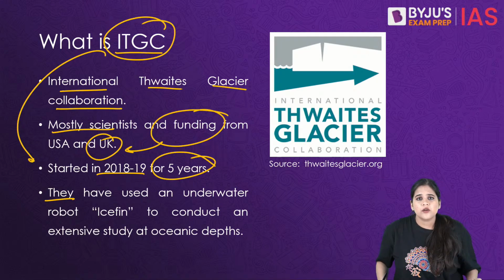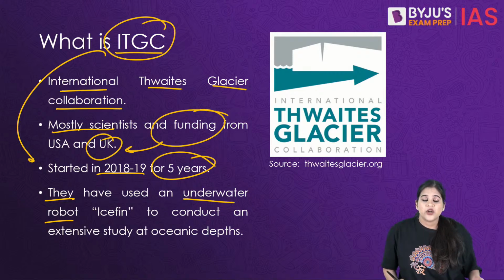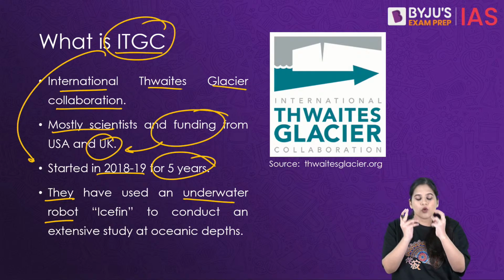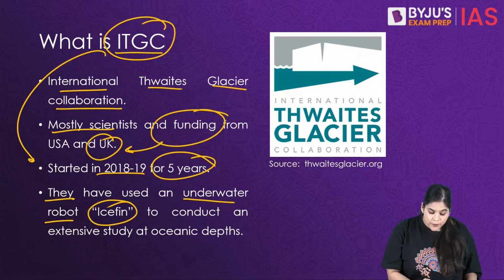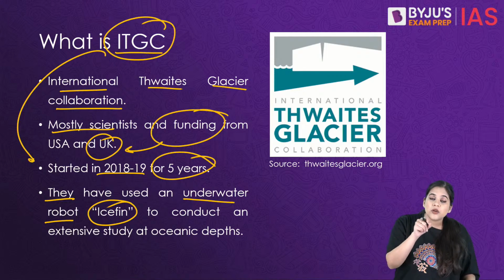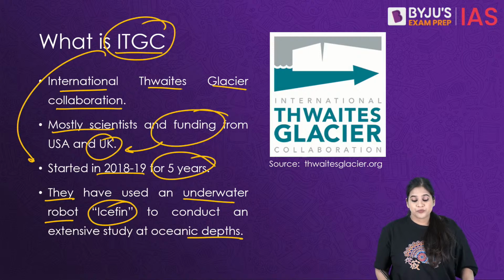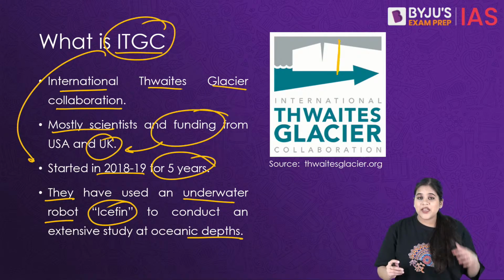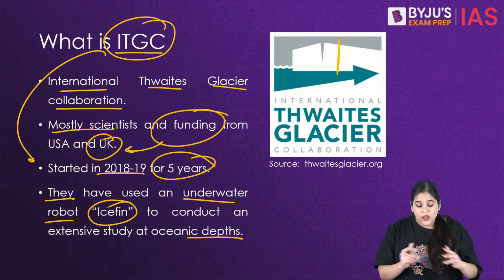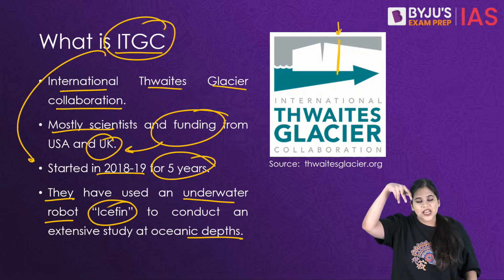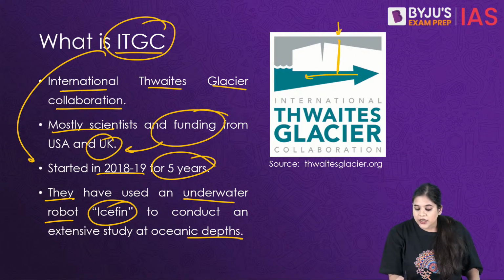Now, what is special about this study? They have used an underwater oceanography robot known as IceFin to conduct an extensive study on this particular glacier, how it is melting from below at oceanic depths. A hole is drilled into this glacier, and through this hole, IceFin is dropped below, and then from below, it studies the glacier.